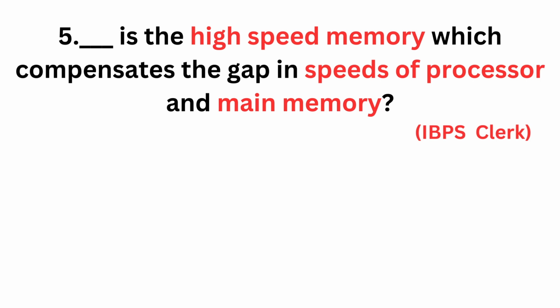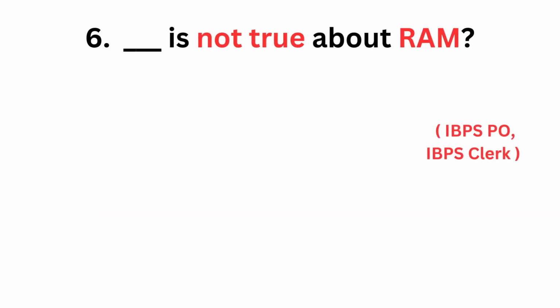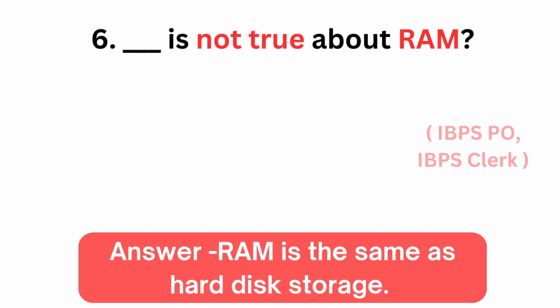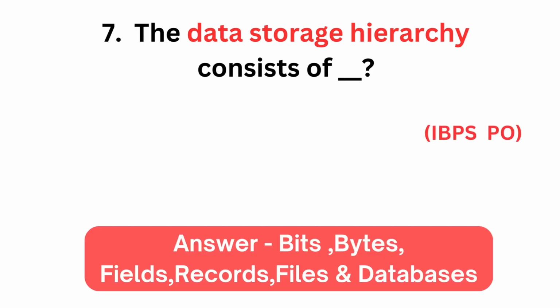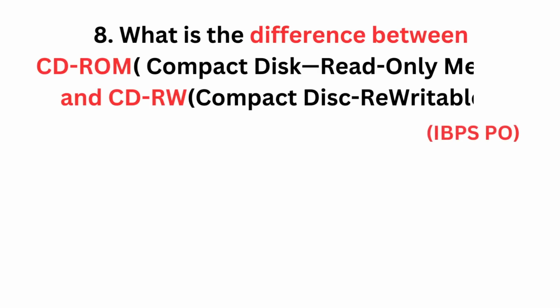What is the high-speed memory which compensates the gap in speeds of processor and main memory? Cache. Which is not true about RAM? RAM is the same as hard disk storage. The data storage hierarchy consists of what? Bits, bytes, fields, records, files, and databases.